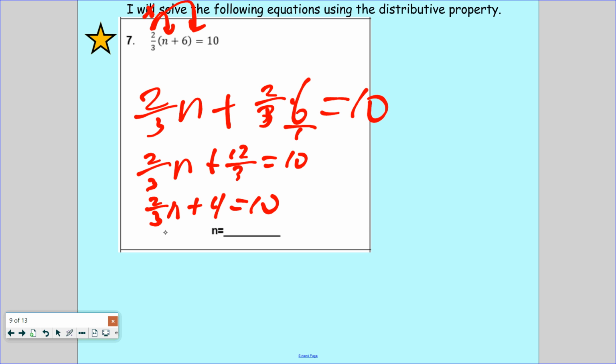I need to isolate n. So what is the inverse operation of +4? -4. I subtract 4 on both sides to balance it. The 0 pairs out. So this cancels. So 2/3 n equals 6.